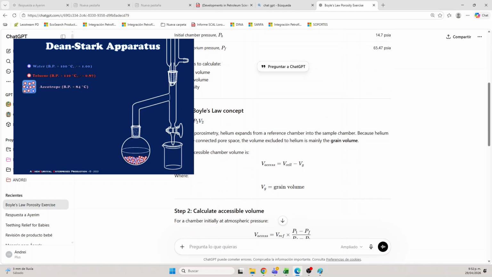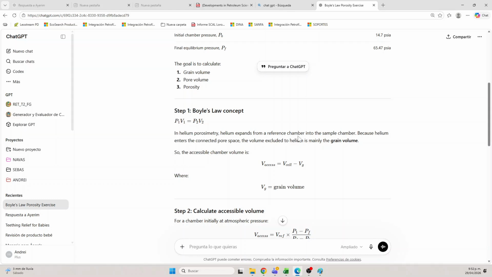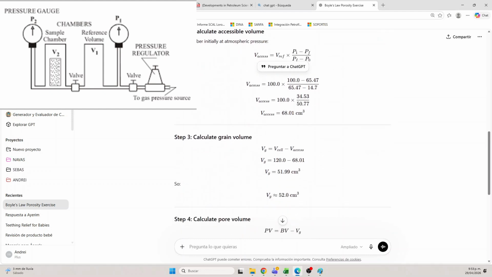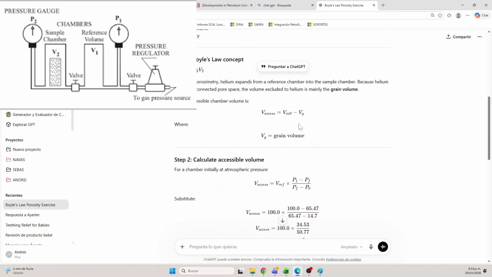So the Boyle's law concept in helium porosimetry: helium expands from a reference chamber into the sample chamber. Because helium enters the connected pore space, the volume excluded to helium is mainly the grain volume. This is the volume that is in the way. So the accessible chamber volume is the volume of the cell minus the grain volume, because the grains are occupying a space where helium cannot enter. So how can we calculate this grain volume that is in the way?